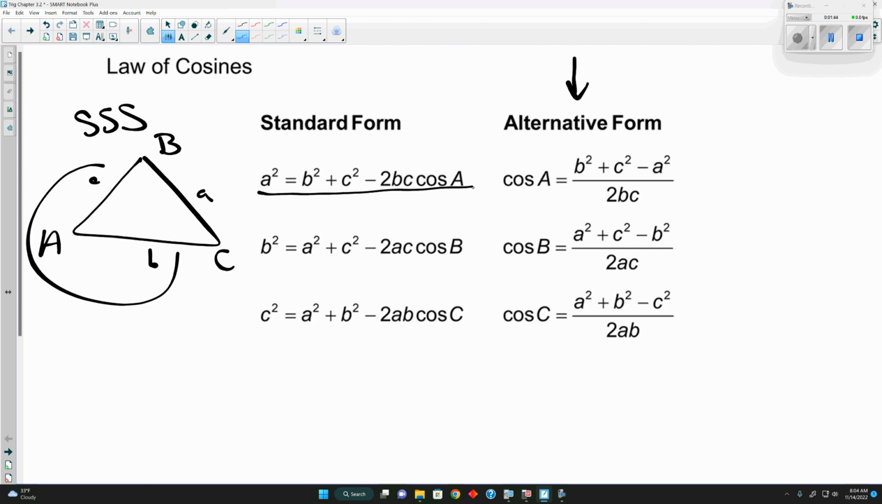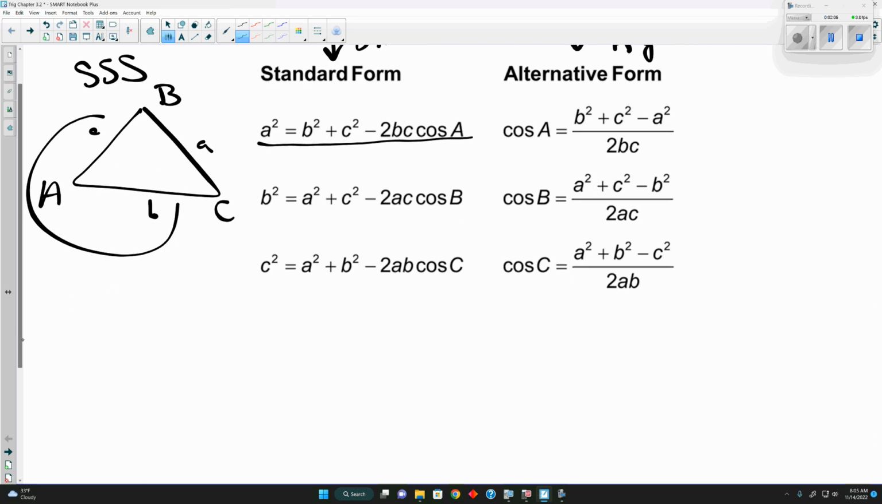This we don't. So if we're trying to find an angle, or one of the sides, we're going to use this here. If we're given three sides, we're going to use the other. So these three here are really looking for angle, and this here is really looking for sides.